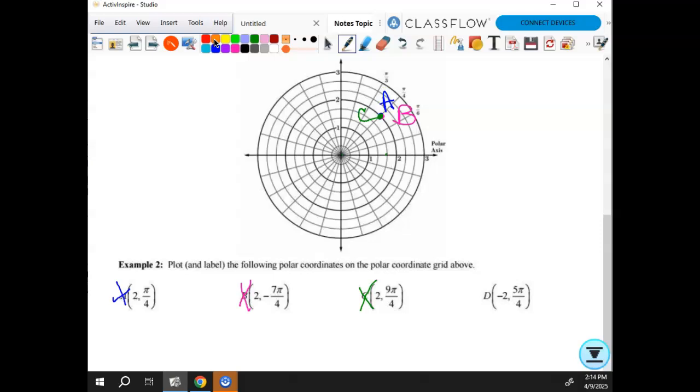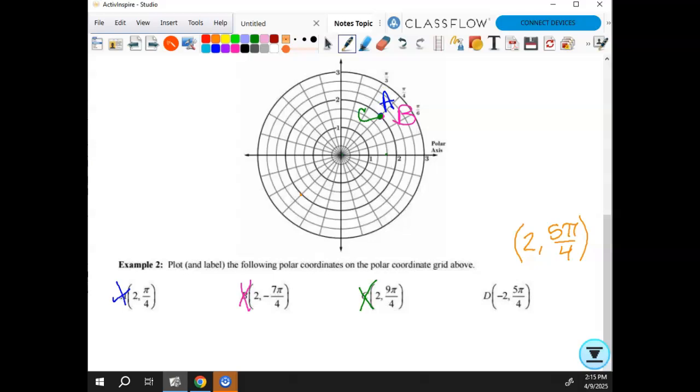When I have the negative r, here's what we're going to do. We're going to start by putting our pencil down, not plotting the point, but putting our pencil down where positive 2, 5 pi over 4 is, because we know how to do that. So go ahead and find where you think 2, 5 pi over 4 is and put your pencil down. And I think it's right here. You don't even have to put a dot, but I'll put a tiny one so I can move out the way and you can see it. Okay, y'all agree that that's where it is?